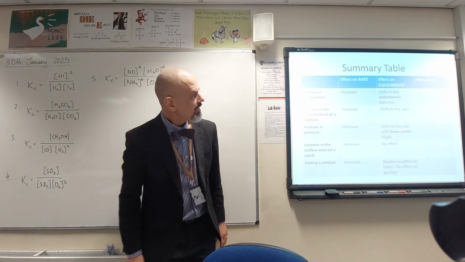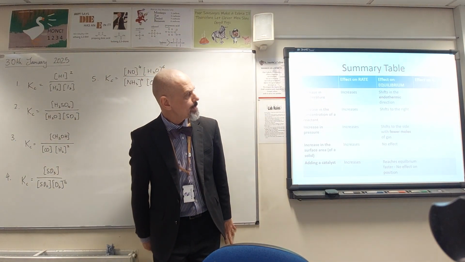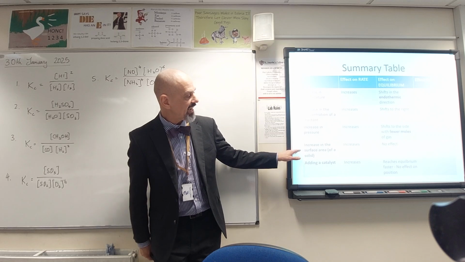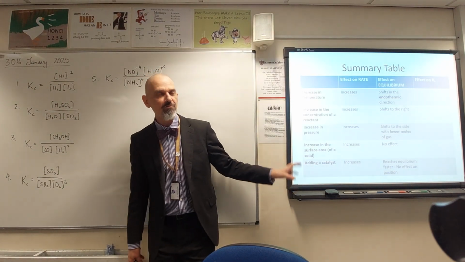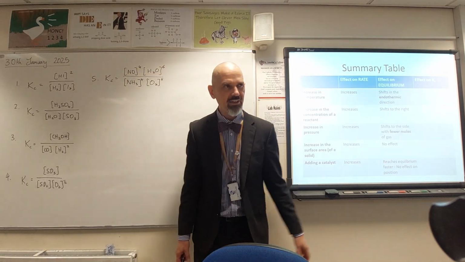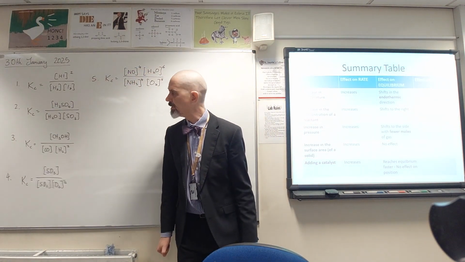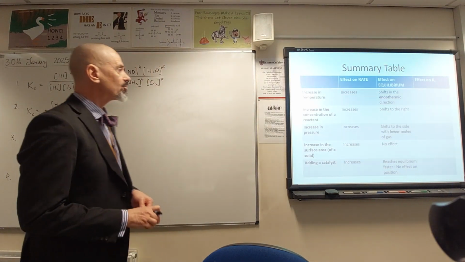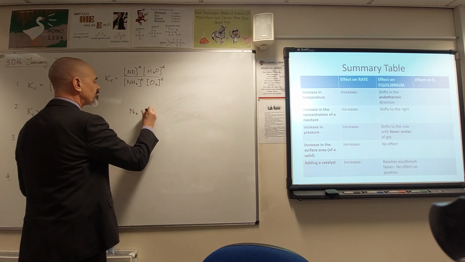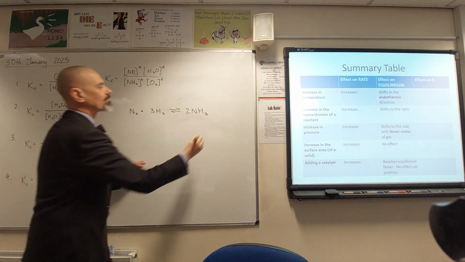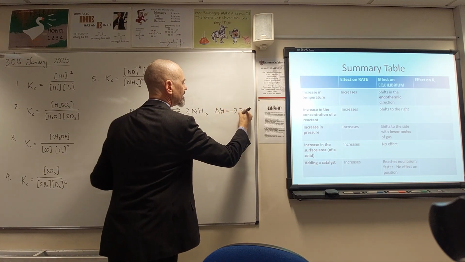Now, remember that surface area and adding a catalyst don't affect equilibrium position anyway, so they couldn't have any effect on Kc. Let's have a think about what happens when we increase the temperature, and let's go back to our old friend, which I literally just rubbed off the board, the Haber process. Minus 92.